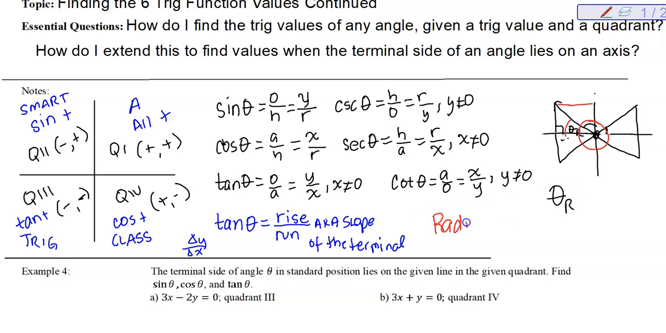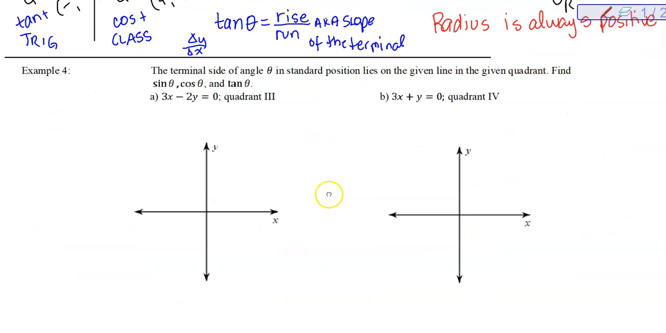One other thing. This is just a statement that should make sense. Radius is always positive. I don't know how you can draw a circle and measure the radius and tell me it's anything but positive values. You can't tell me it's 0 units long, and you certainly can't tell me it's -2 units long. Radius is always positive. Okay? Your x's and y's can be positive or negative depending on your positioning on the coordinate plane, but radius is always positive.